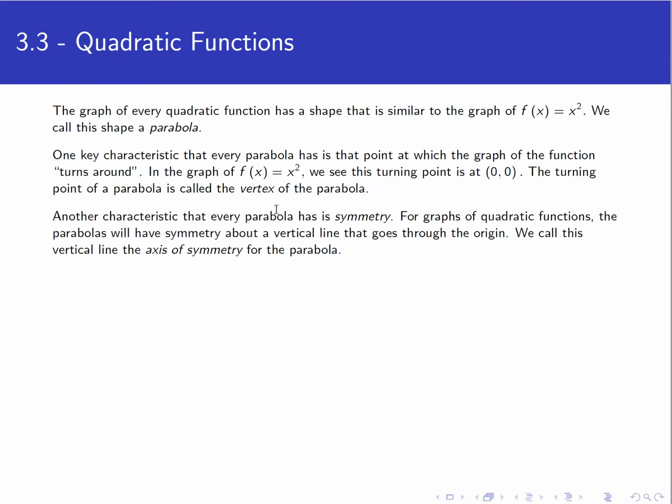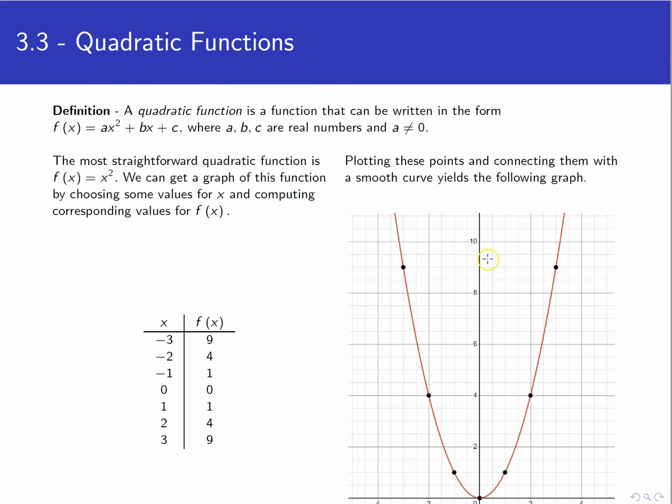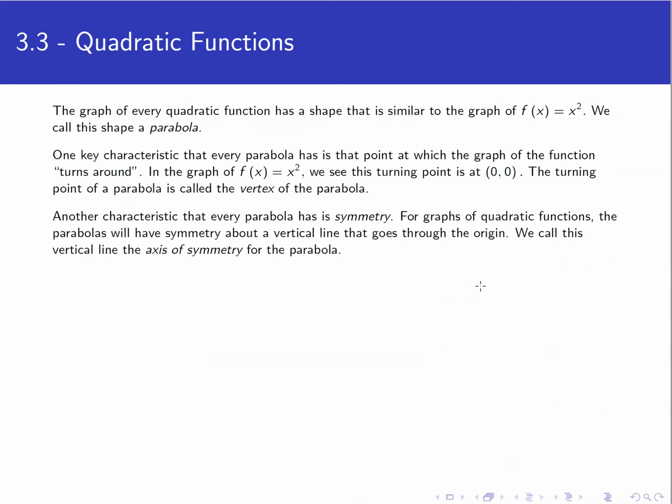Another characteristic that we have is what's referred to as symmetry. Let's go back again to the graph of that parabola. What I mean by symmetry is that if we take this vertical line that goes straight down through the vertex, the left-hand side is a mirror image of the right-hand side across that line. We can think of that line as a mirror. We always have symmetry around that vertical line, and we refer to it as the axis of symmetry for the parabola.